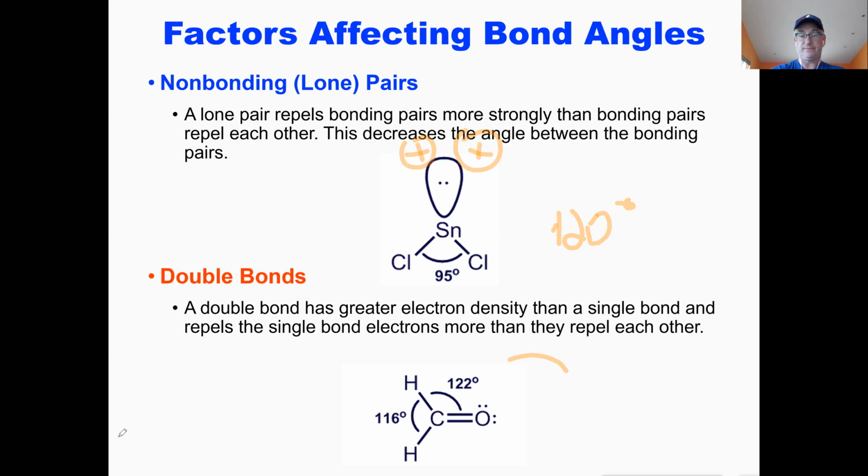And here's the molecule I just showed you. You can see that it would be 120 degrees, but it was lowered to 116 because those hydrogens are pushed slightly closer together because there's more electron density in a double bond than there is in a single bond. So those are basically two things that affect bond angles.